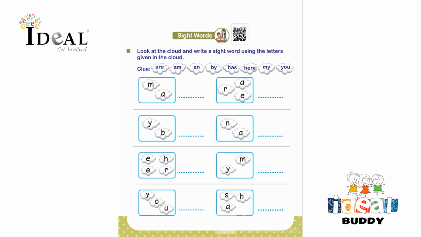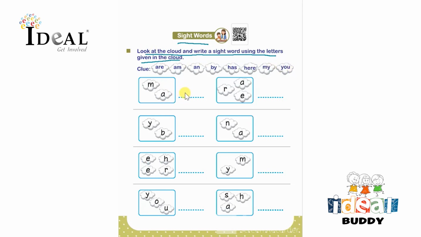Hello everyone. The topic over here is sight words. So the child has to look at the cloud and write a sight word using the letters given in the cloud. So here some clues are given. So first of all, emphasize the child on making the sight words using the letters on their own. If they are unable to do so, or if they are stuck somewhere, you can give them the clues that are given over here.